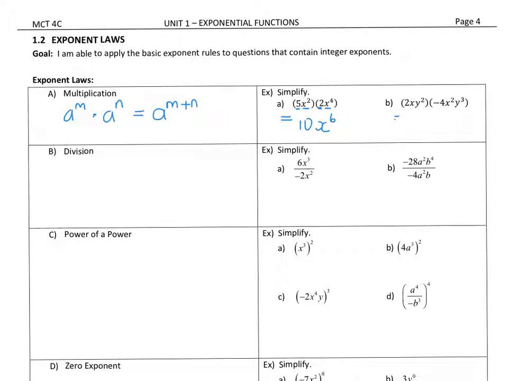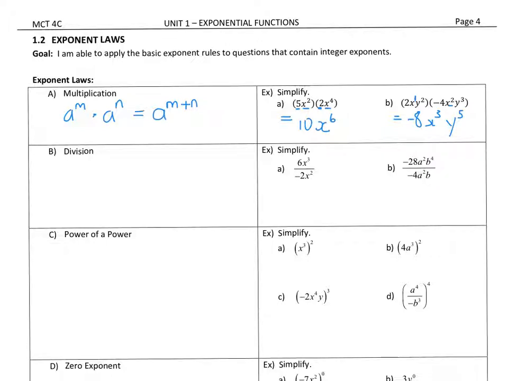You can put this on pause, give it a try, and then you can check it. All right, so 2 times negative 4 should be negative 8. So negative 8 for that. We have an x to the 1 here. The 1 wasn't written, but there is a 1. And then an x squared here. So altogether you've got 3 x's being multiplied, or x to the 3. You then have y squared times y cubed. Altogether you've got 5 y's being multiplied. So that's a y to the 5.